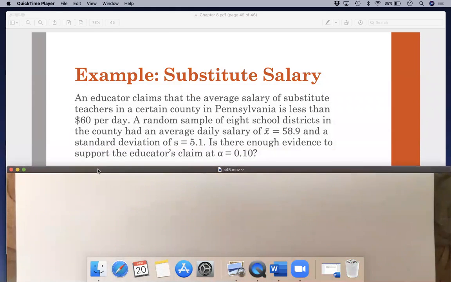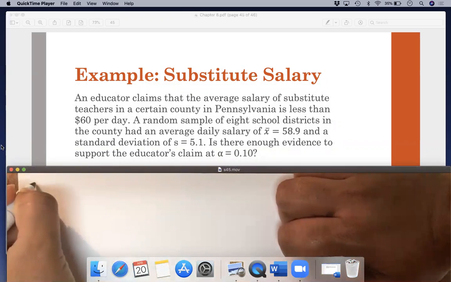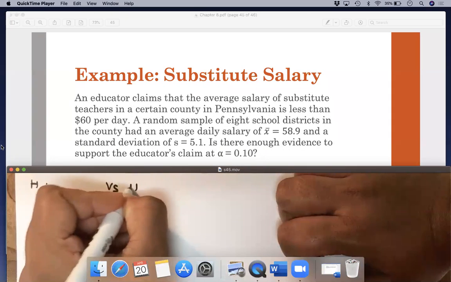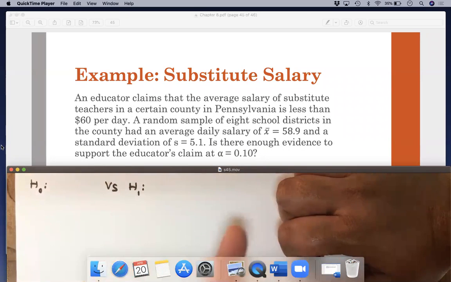Example is substitute salary. First read the question carefully. An educator claims that, this is our claim, that the average salary of substitute teachers in a certain county in Pennsylvania is less than $60 per day. So that is our claim. The salary is less than $60 per day. So first write down the hypothesis. Here it's H0 versus H1, null and alternative hypothesis.